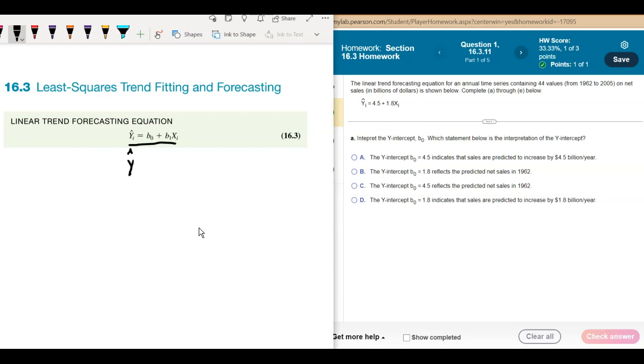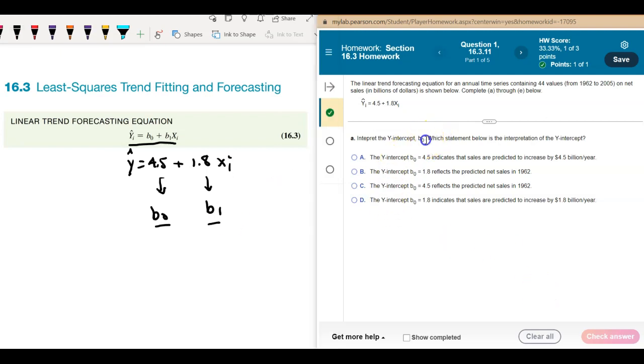So the y hat is going to be 4.5 plus 1.8 times xi, right? So we can identify this is b0, and this is the slope b1. So definition of b0, definition of b1, that's what they wanted to identify on the first question. A is talking about b0, which is the y-intercept. So the y-intercept is going to be 4.5. So it's going to be either the A or the C.